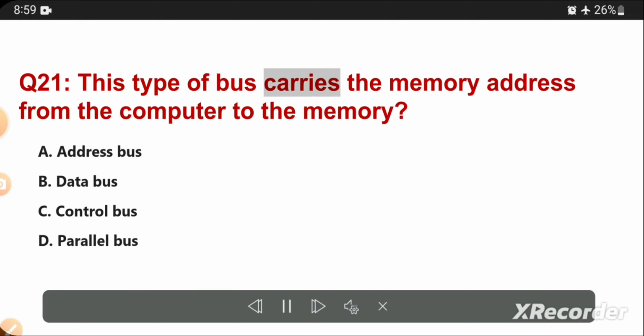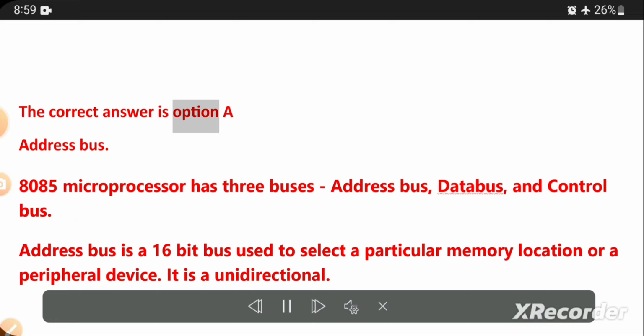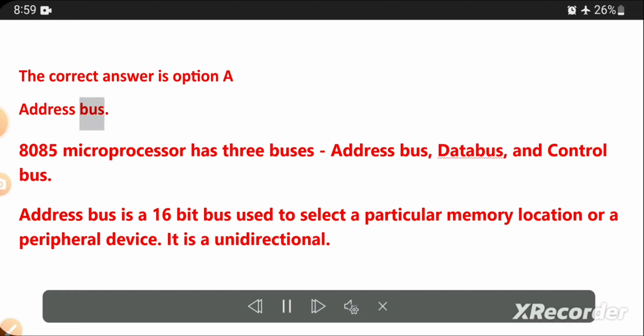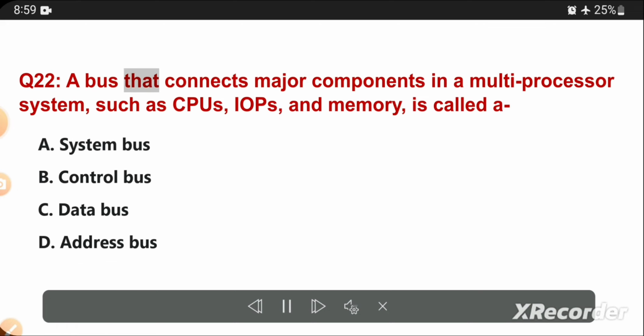Q21. This type of bus carries the memory address from the computer to the memory. Address bus. Data bus. Control bus. Parallel bus. The correct answer is option A. Address bus. The 8085 microprocessor has 3 buses: address bus, data bus, and control bus. Address bus is a 16-bit bus used to select a particular memory location or a peripheral device. It is unidirectional.